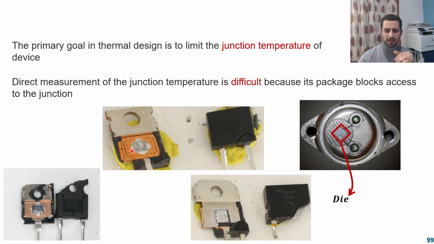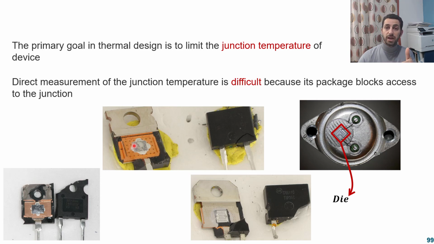So we have different shapes and different textures for them, but all of these are embedded inside, and we can't measure the temperature of that junction. The direct measurement of the junction is difficult because its package blocks access to it, so sometimes we have to measure the temperature indirectly, using the case or the exposed metal body, just to know the temperature of the inside, which is the junction.